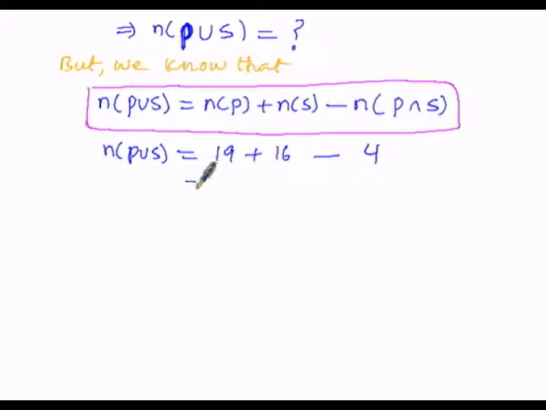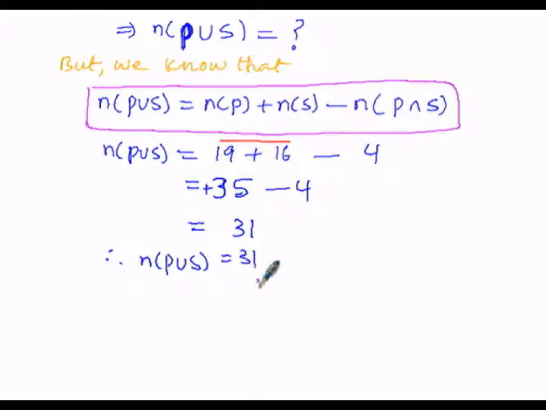That equals 19 plus 16. Both are positive, plus of plus is plus, so by adding, 19 plus 16 is 35, minus 4. Four is negative and 35 is positive, plus of minus is minus, so let us subtract. 35 minus 4: 5 minus 4 is 1, and 3 is written as it is. Therefore n of P union S is equal to 31.